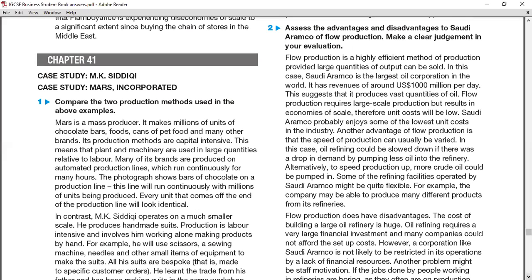They can pump a small amount of oil for refining, just to adjust capacity utilization. So what happens when demand drops? They pump in less oil to refine. That is flexible. Production is flexible.